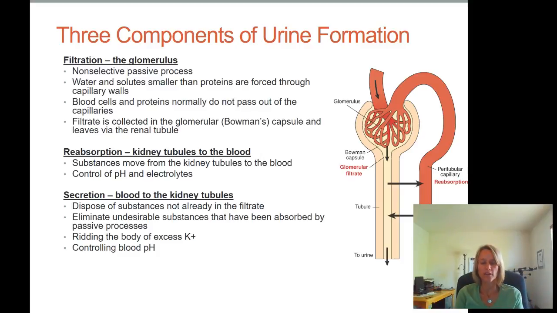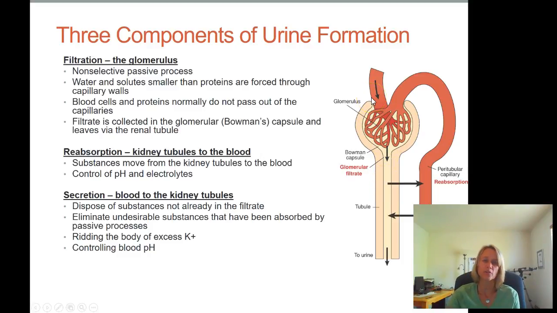First, let's remind ourselves that the kidneys are each made up of over 1 million nephrons, and a nephron is composed of the capillary beds, glomerulus and the peritubular capillaries, and the associated kidney tubule. So let's start with the first process, the filtration, and the site of this process is the glomerulus. And this is a non-selective passive process in which water and solutes that are smaller than protein get forced through the capillary walls of this glomerulus.